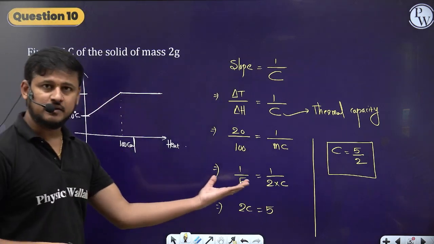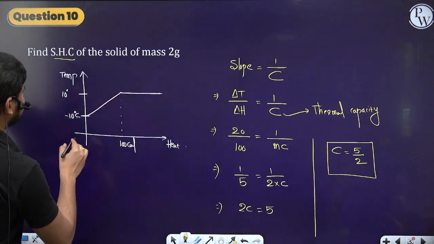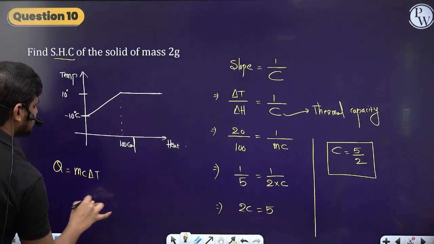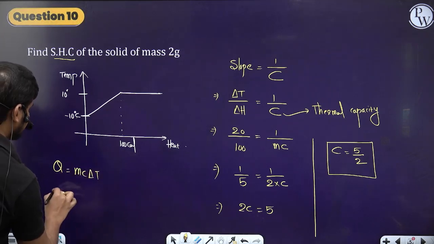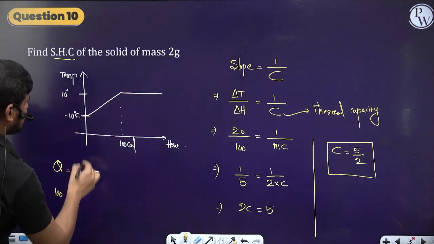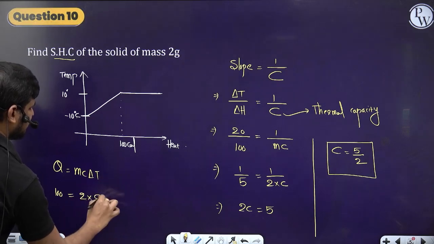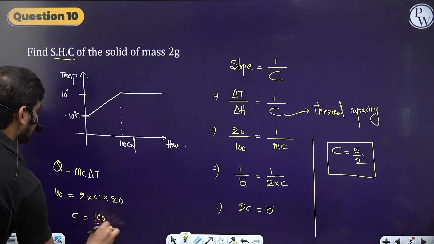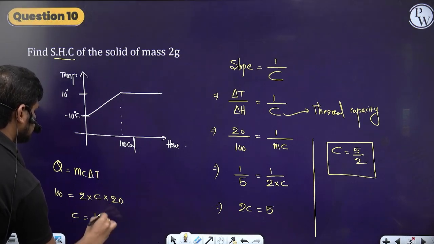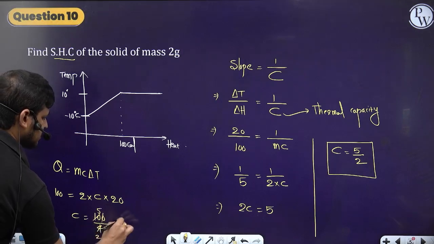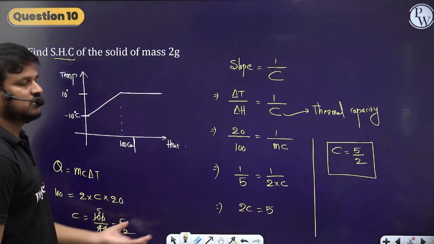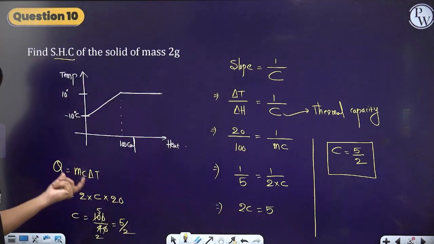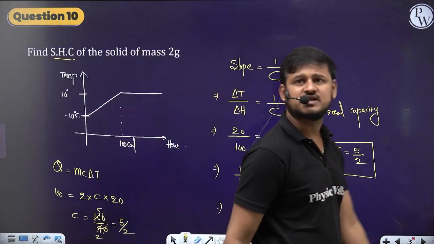So this way you can find, or you can also find this way. So the specific heat capacity, the heat change Q is equals to mc delta T. So Q is given 100, mass is 2 grams, into C we have to find, delta T is 20. So then C is equals to 100 by 40, right? So then 0 0 cancel, 2 5s are 10, 2 2s are 4, so 5 by 2. So same thing, either you can find it by the method we studied just now, or this formula you already know in the previous classes. So anyway you can calculate it.